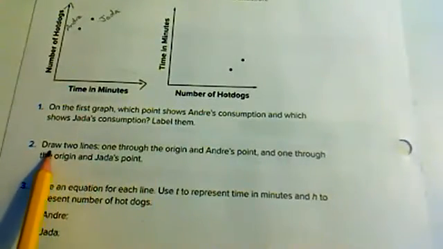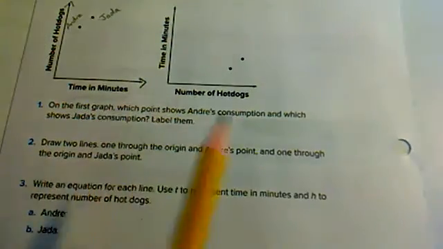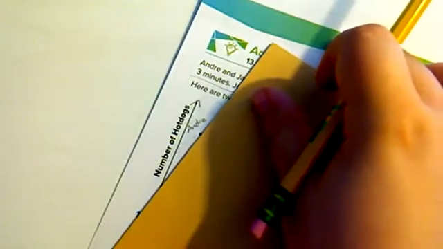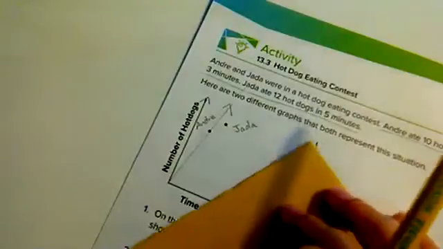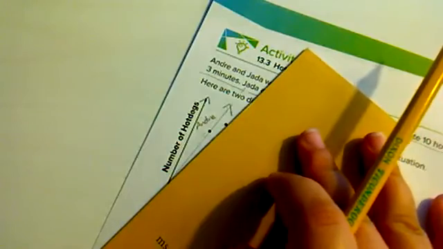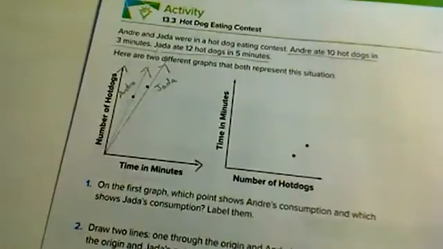So then it wants us to draw 2 lines, one through the origin and Andre's point and one through the origin and Jada's point. So again, you're going to take your straight edge, line it up with the origin and the point, and just draw your line. So here's my line for Andre, and let's draw my line for Jada. Make sure you're going through the origin. So we've got Andre and we've got Jada.